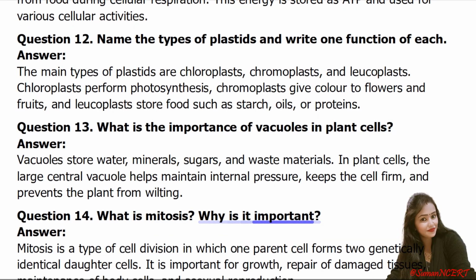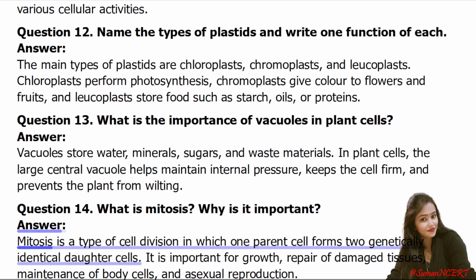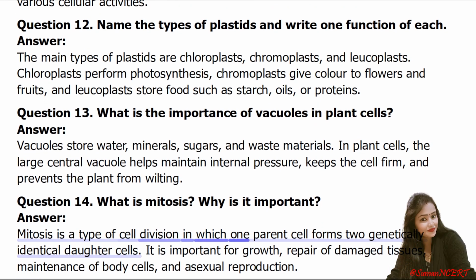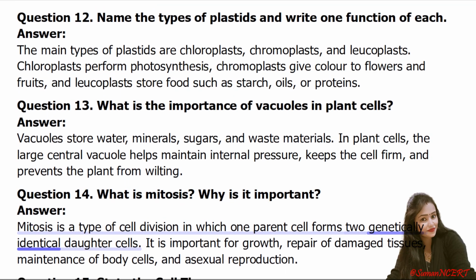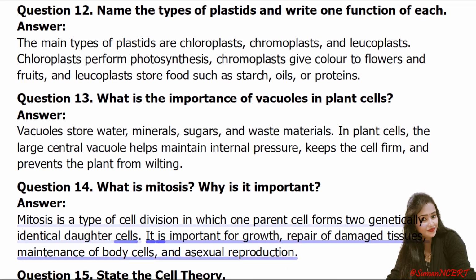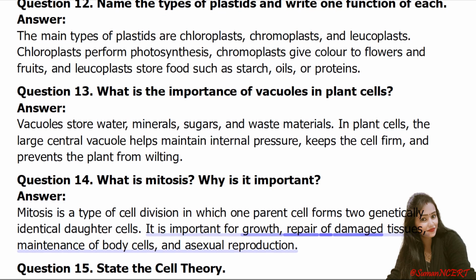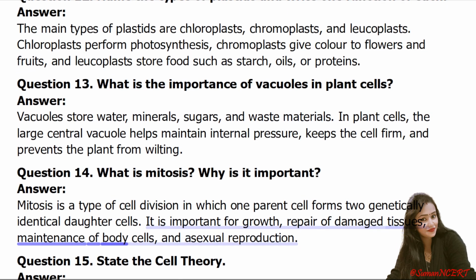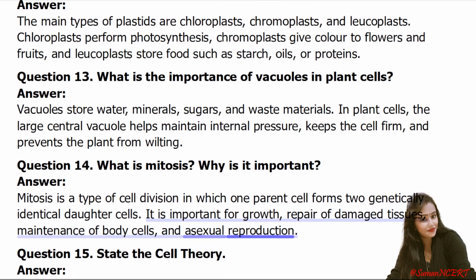Why is it important? Answer: Mitosis is a type of cell division in which one parent cell forms two genetically identical daughter cells. It is important for growth, repair of damaged tissues, maintenance of body cells, and asexual reproduction.